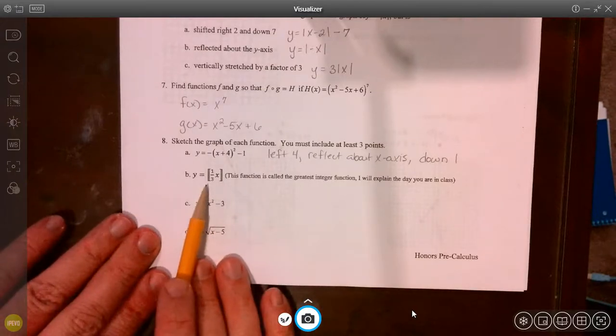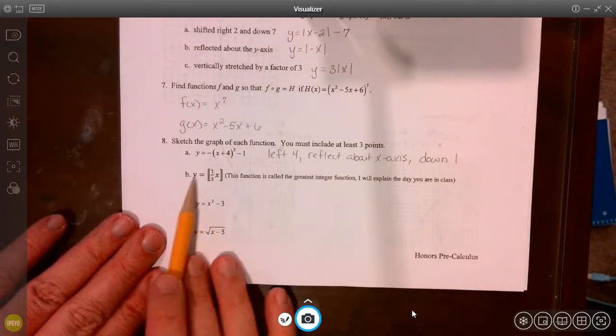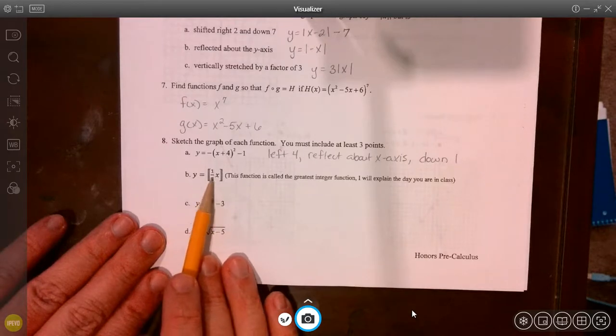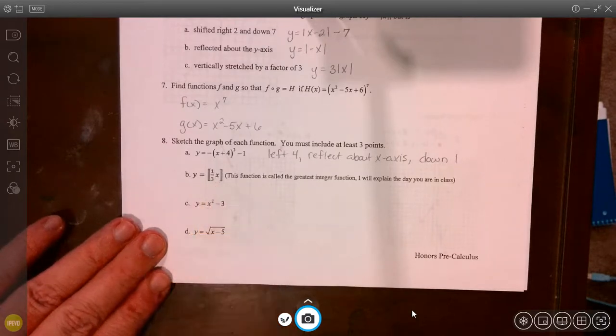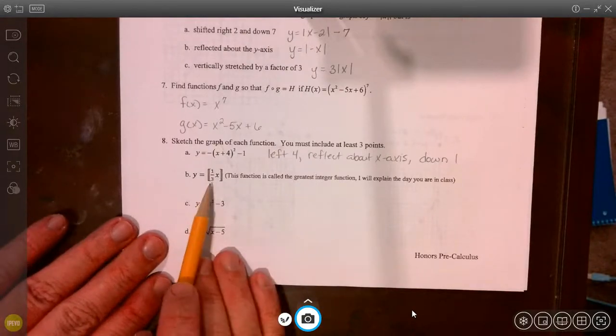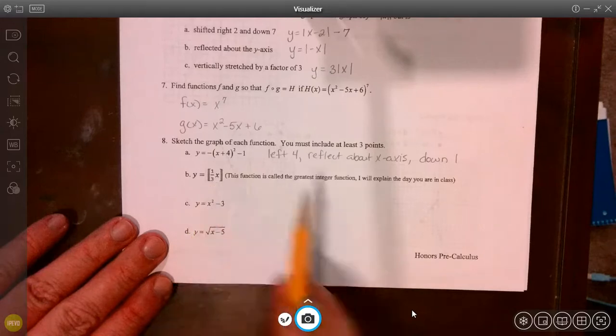All right, here we have the graph y equals the greatest integer of 1/3 x. The greatest integer function is also called the step function because the graph of it looks like a set of stairs. I'll explain this a little bit more in detail in class one day, but for this exercise, you don't really need to know. We just need to know that there's a 1/3 on the inside.